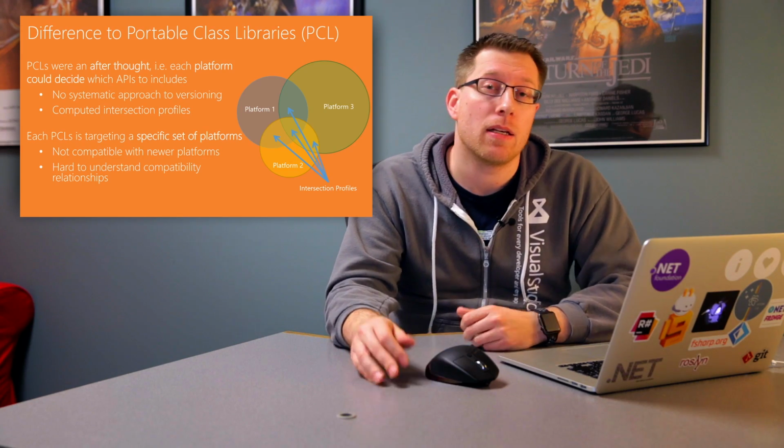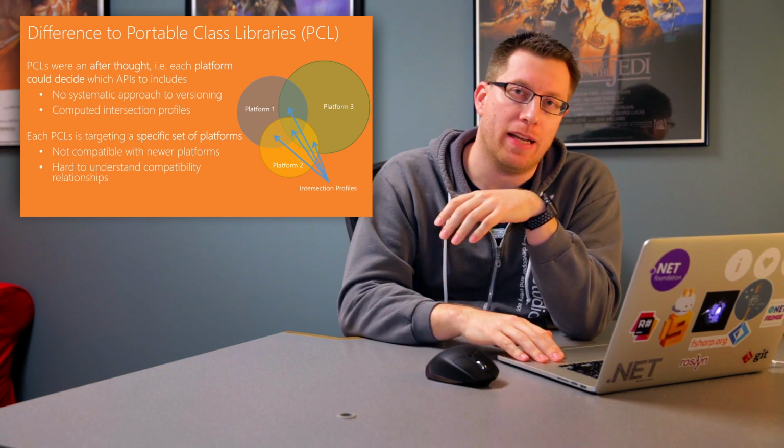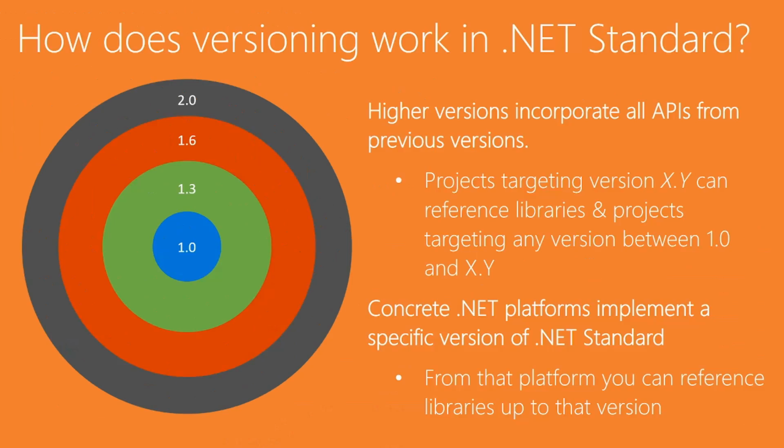For example, you can say that profile 7 has fewer APIs than profile 41 just because the profile number was lower. Mind blown. So how does .NET Standard fix that? Well, for starters, there is no more profile madness. So you no longer need a PhD in Venn diagrams to understand which APIs you have available to you.